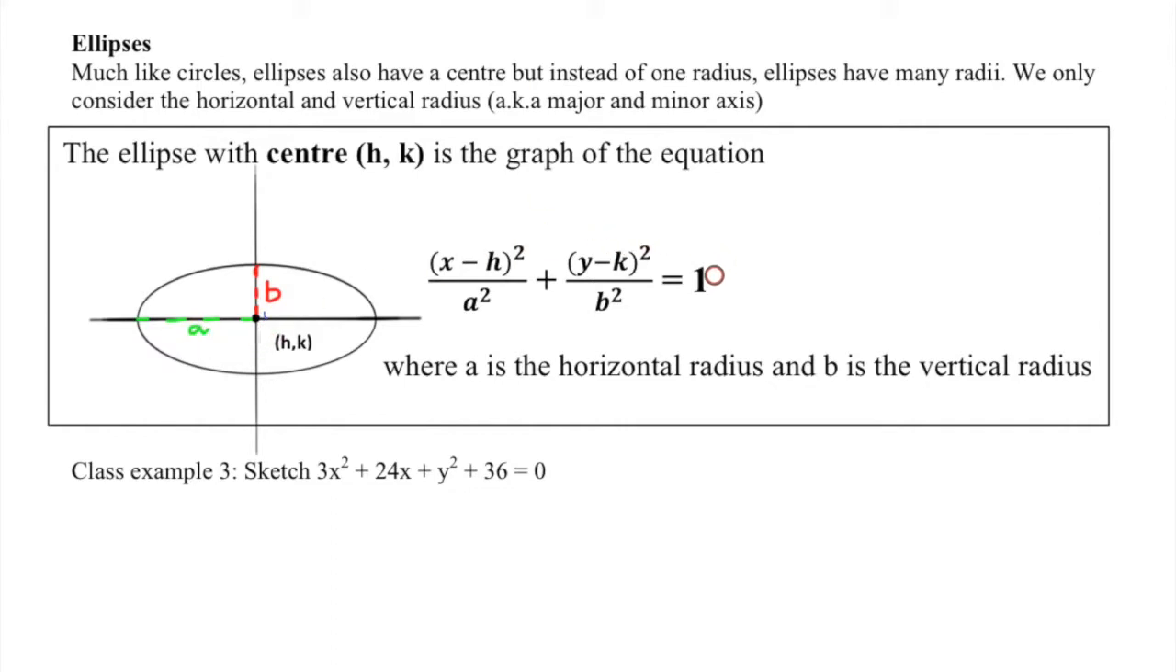Okay, so the general equation of an ellipse is very similar to a circle: x minus h squared plus y minus k squared. That's the same as a circle. So these two are the same as a circle. The only difference now is instead of being equal to r squared, we have equals to 1, and there are going to be denominators a squared and b squared. So a squared is the horizontal radius, and b squared is the vertical radius, right here.